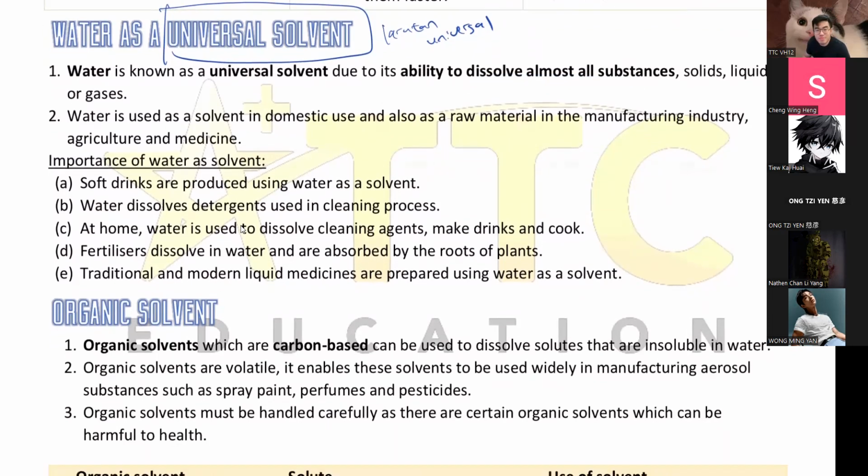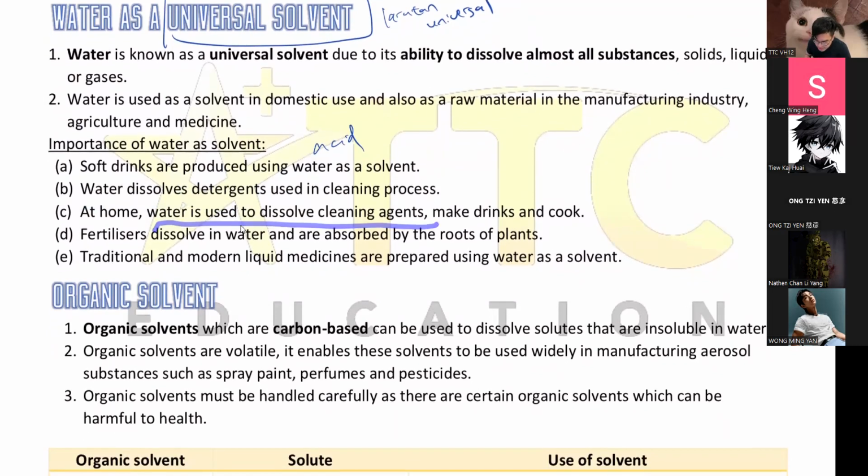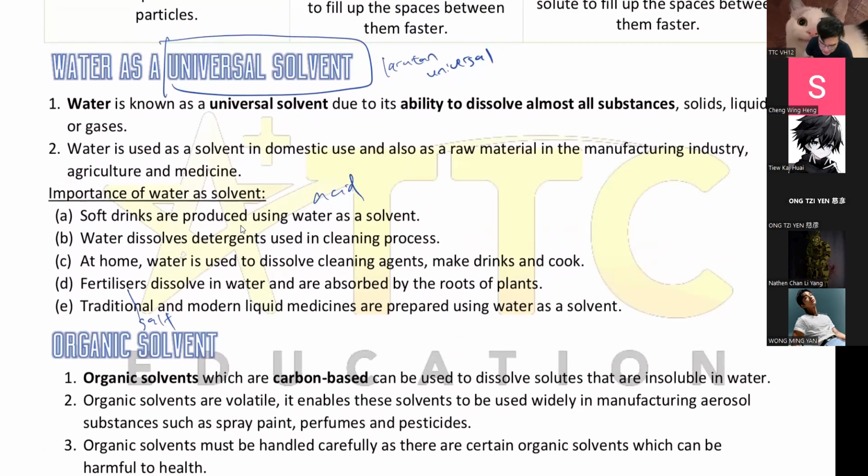So what is the importance of water? Soft drinks are produced using water because soft drink has acid. Acid can dissolve in water. Water dissolves detergents. You can dissolve detergent in water. Water is used to dissolve cleaning agents. Okay, soap again. Fertilizer can dissolve in water because fertilizer is a salt. Traditional and modern liquid medicine are prepared using water as a solvent. So water is good at dissolving 90% of the stuff.